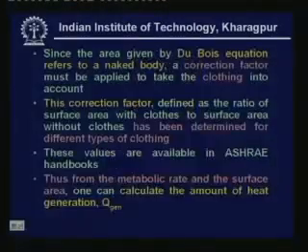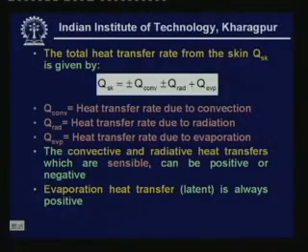For the correction factor, again one has to look at data books such as the ASHRAE data books, where the correction factor for different types of clothing is given. Then you have to take the correction factor and multiply it by the metabolic rate and the area, which will finally give you the heat generation rate. Now, let us look at the second term, that is the total heat transfer rate from the skin.